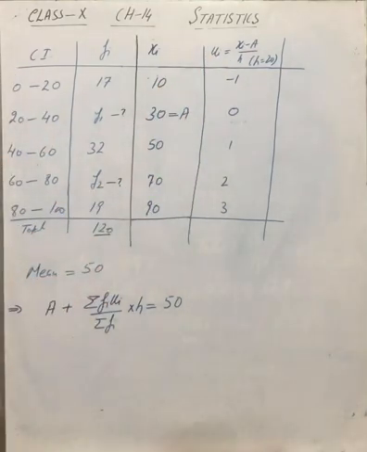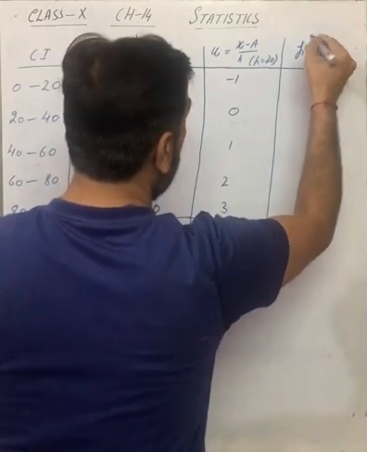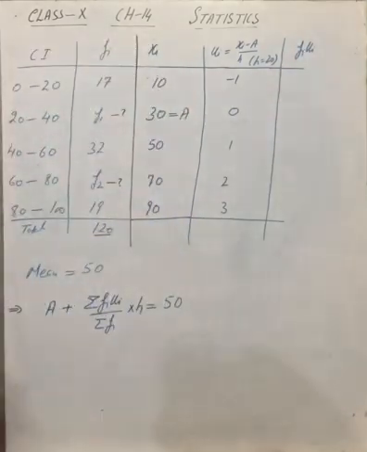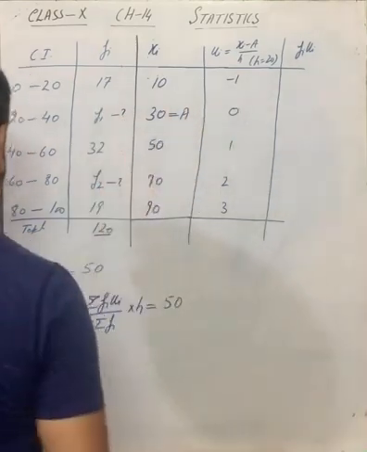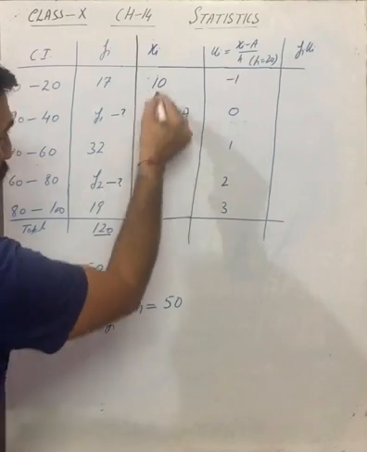Without any calculation you can go with it, but with the condition that the class size must remain the same. Now the next column which we need to generate is fi ui. When you multiply students fi ui, sometimes by mistake we take this column into multiplication.